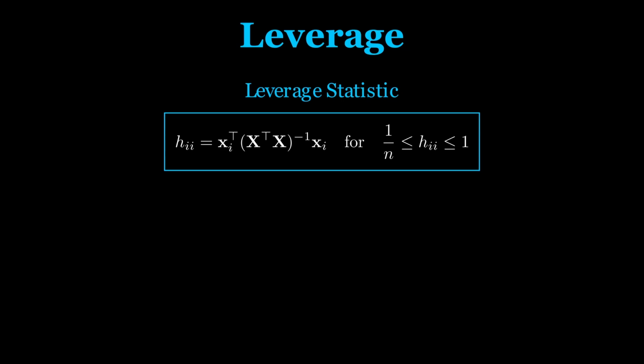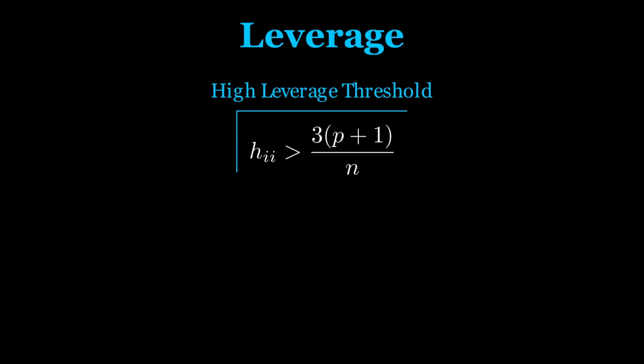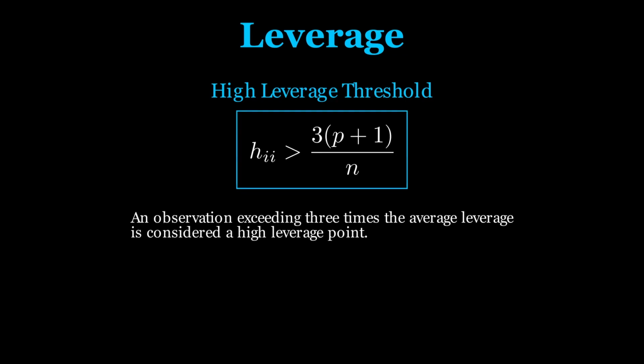Leverage values always fall between 1 over n and 1. The average leverage across all observations is h bar, which equals the sum of all h sub i divided by n. This simplifies to p plus 1 over n, where p is the number of predictor variables, not counting the intercept. An observation is considered a high leverage point if its leverage exceeds 3 times the average leverage. Large leverage values suggest that an observation is distant from the other observations in the space of the explanatory variables, and thus has a disproportionate effect on the regression fit.